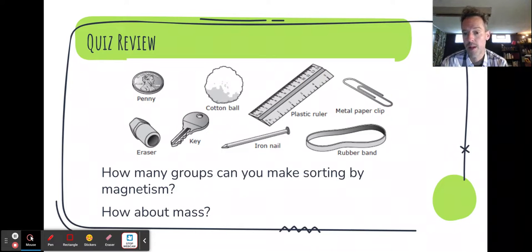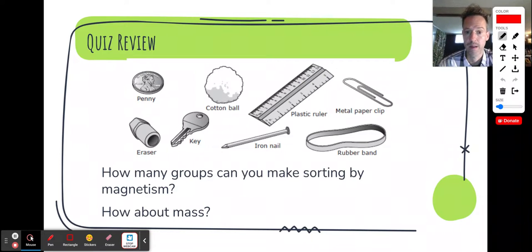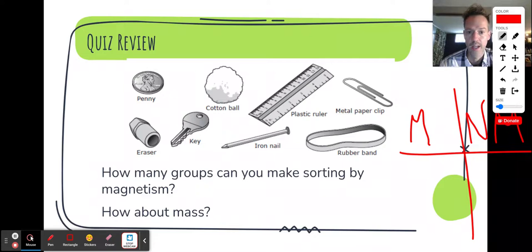So let's say we were sorting by magnetism. How many groups could you sort this into if you were sorting them by whether or not they were magnetic? So hopefully you said probably 2 groups. You might be able to do more than 2 groups, but I would say 2 groups. You would have a magnetic group and a non-magnetic group, and that's the only 2 groups you could sort these into, right? I would say the plastic ruler is not magnetic.